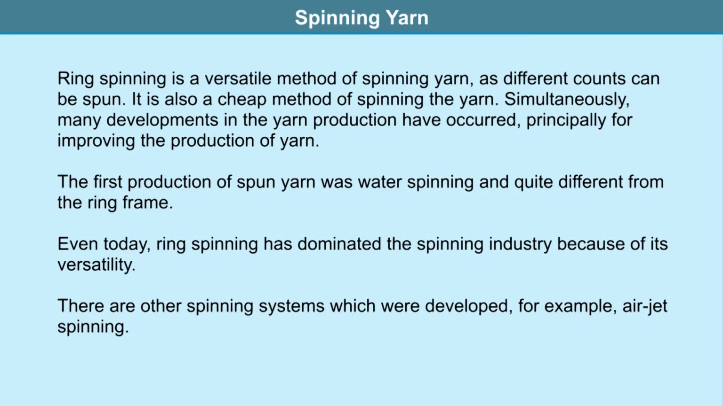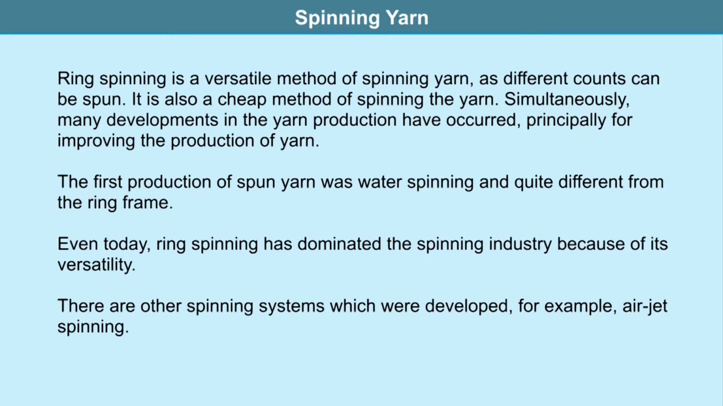Ring spinning is a very versatile method of spinning the yarn, as different counts starting from 8s onwards even up to 300, 400 can be spun, and it is a very cheap form of spinning the yarn, and it has been used over centuries for the production of yarns.